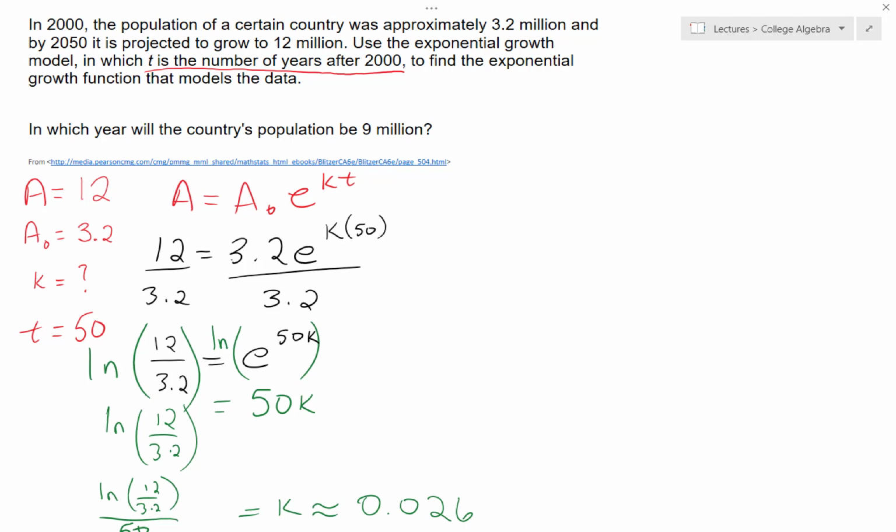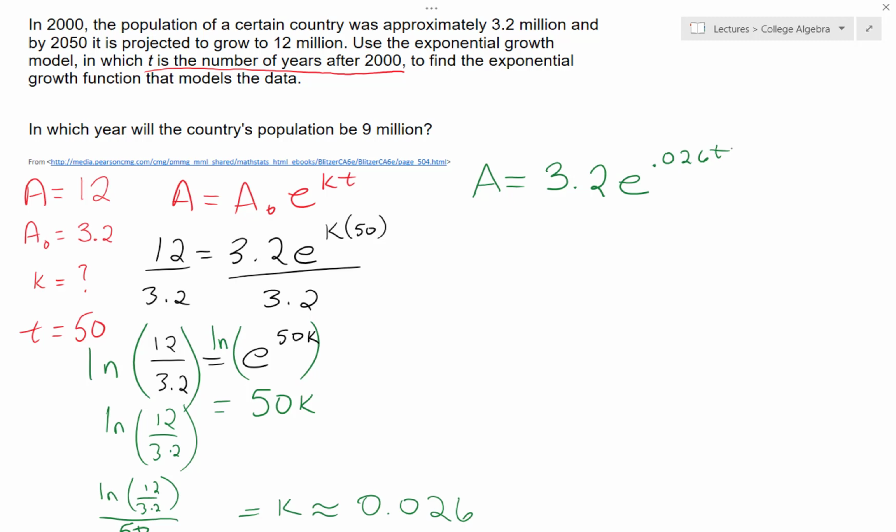We would round to the hundredths place. So I have completed my first step. I have an approximate value for k. My exponential growth rate here is 0.026. And what do we see? Positive, because I started at 3.2, I grew to 12, and so k is positive. And so I can now write that a is equal to a sub 0, 3.2, e base raised to the k, which is 0.026 t, because t is now anything. Any year I want to plug in for t, I get out the amount a in that year.